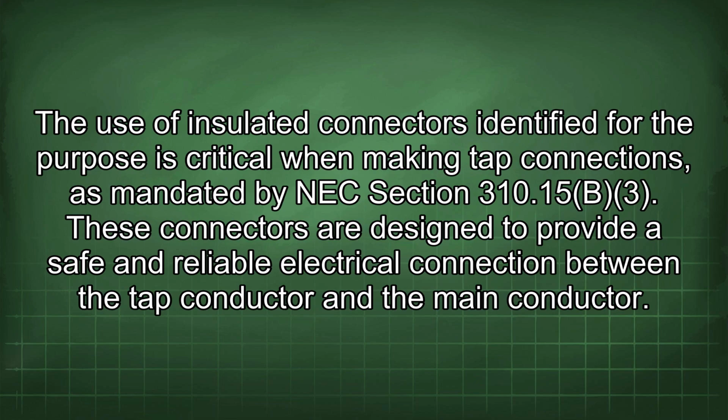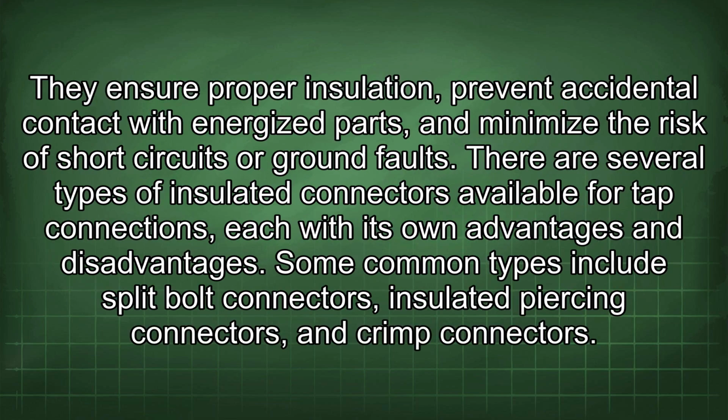The use of insulated connectors identified for the purpose is critical when making tap connections, as mandated by NEC Section 310.15(B)(3). These connectors are designed to provide a safe and reliable electrical connection between the tap conductor and the main conductor. They ensure proper insulation, prevent accidental contact with energized parts, and minimize the risk of short circuits or ground faults. There are several types of insulated connectors available for tap connections, each with its own advantages and disadvantages. Some common types include split bolt connectors, insulated piercing connectors, and crimp connectors.